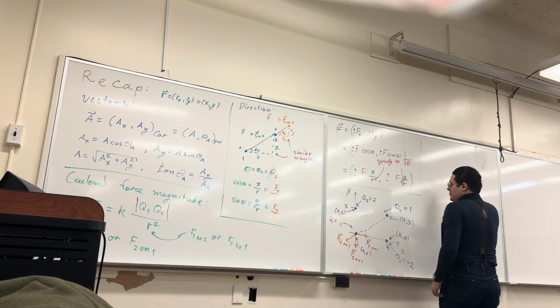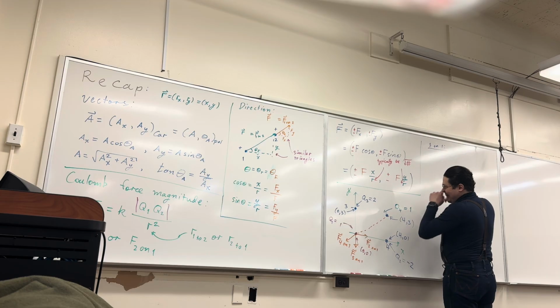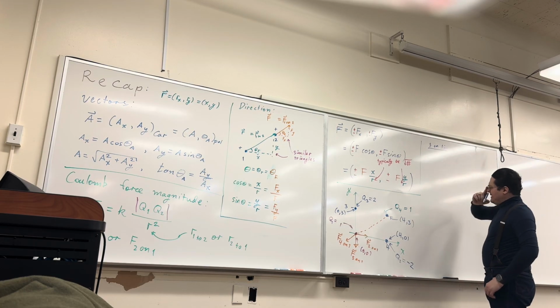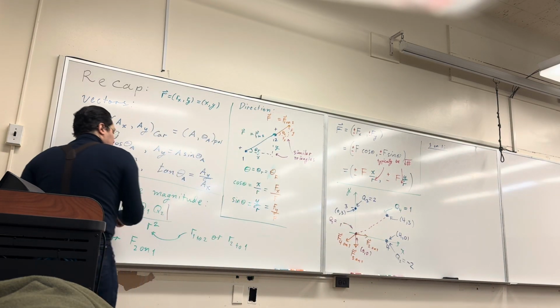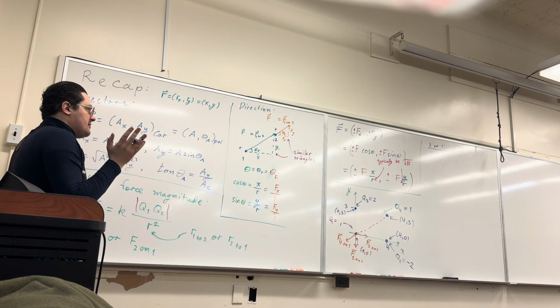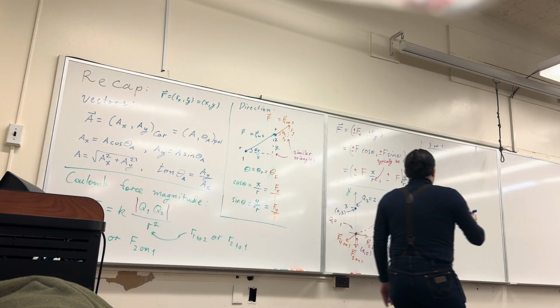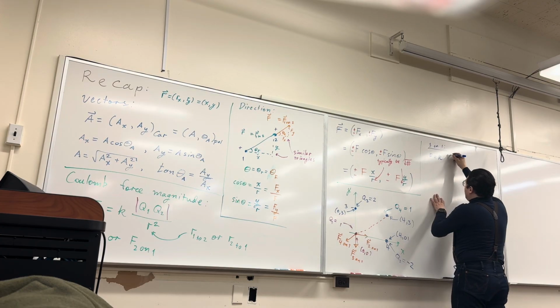Okay, so let's do 3 on 1. First step, let's calculate the magnitude. Now for this also, I don't care about what k is, so I'm just going to leave it. I'm going to just factor out the k. I don't really care about that. So this is F equals k times absolute value of q1, q3 over r squared.